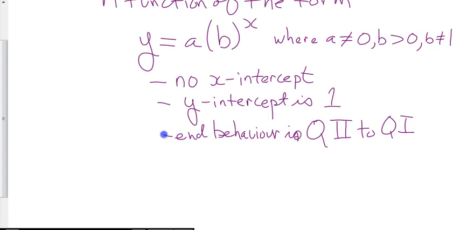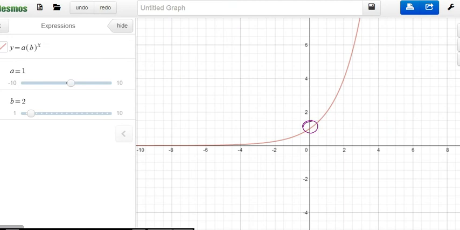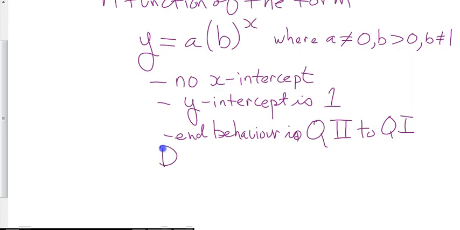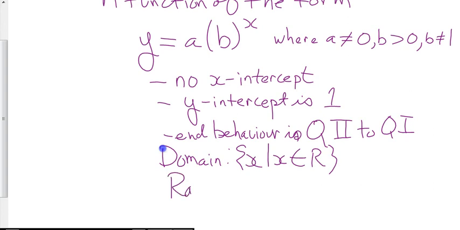So the end behavior is quadrant 2 to 1. What's the domain and the range? So what's the domain for this? Are there any x's we can't put in? No. So domain is all real numbers. And what's the range? So domain, set of all x, and the range.